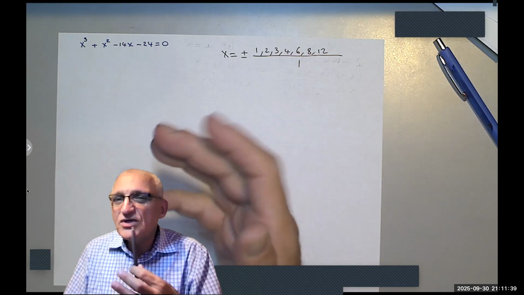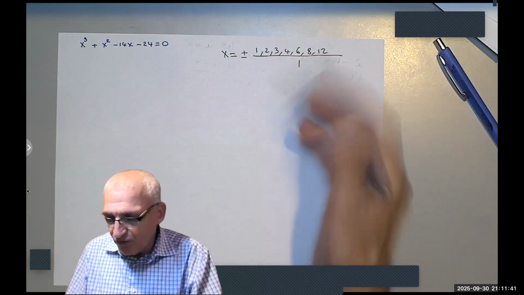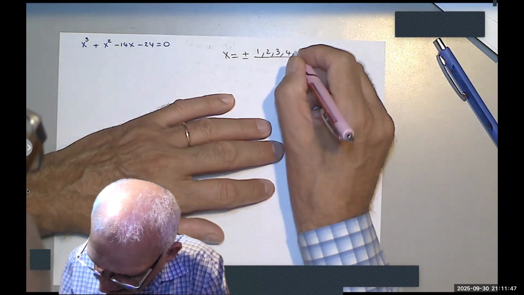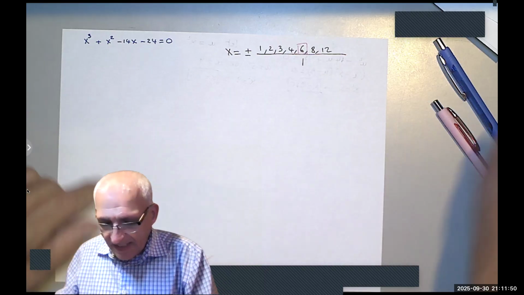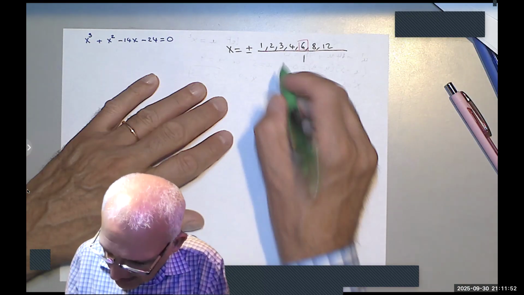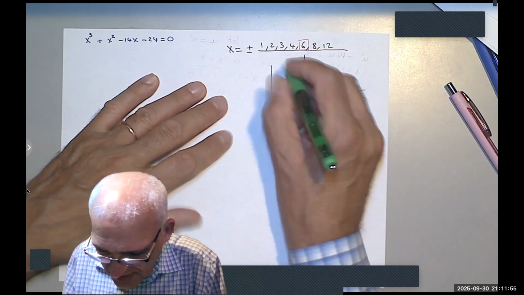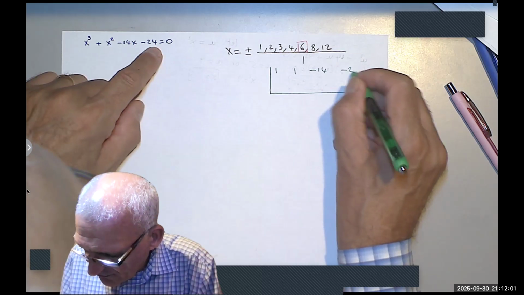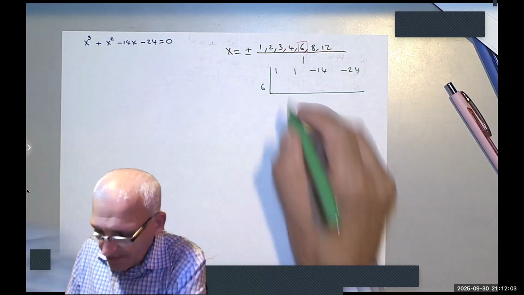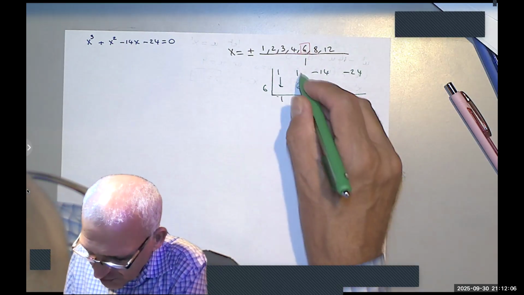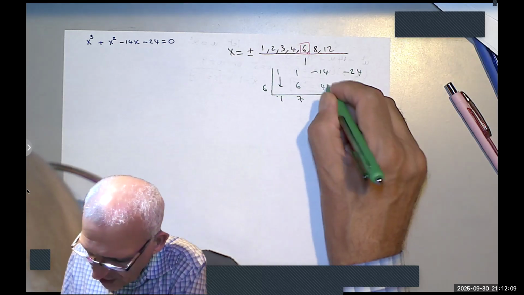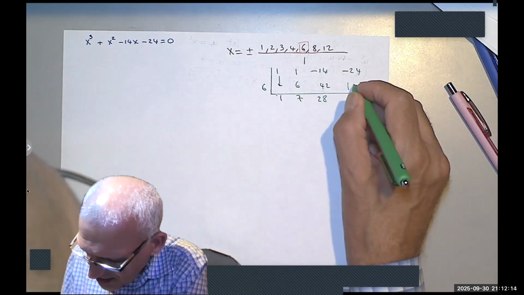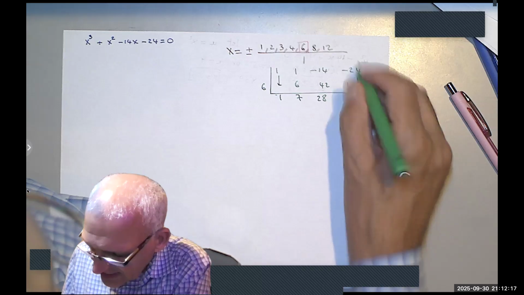My suggestion is you always try to pick something in the middle, a 4, a 6, something. So let's say we pick the 6. We think 6 may work. So I will do the synthetic division, and I will say 1, 1, negative 14, negative 24. I picked 6. I bring down the 1 times 6 is 6, plus 1 is 7, times 6 is 42, minus 14 is 28, times 6 is 168. So that's positive, right?